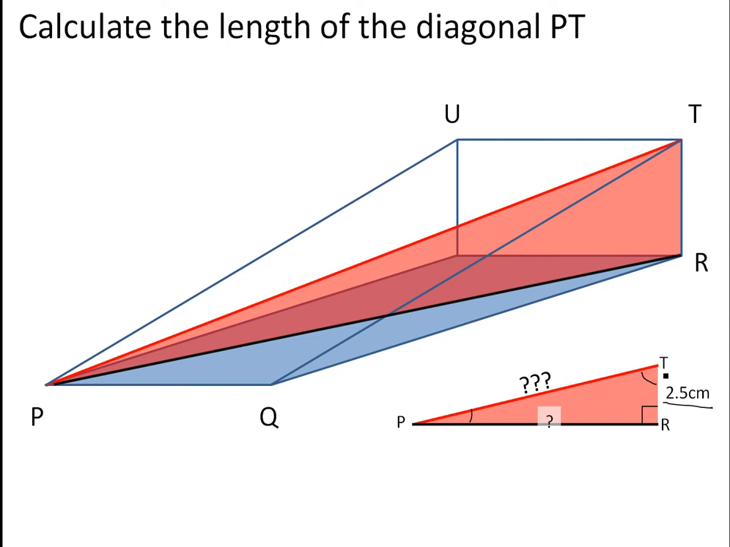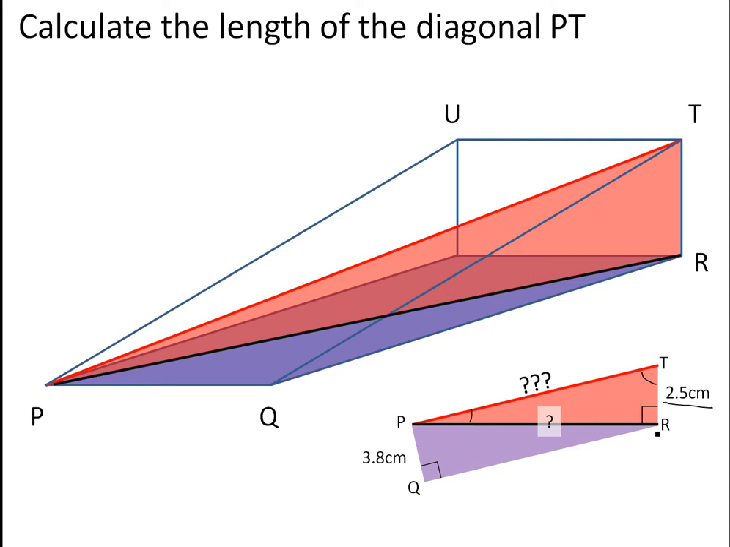However, PR is also part of another right angled triangle. It's the hypotenuse of triangle PQR. And what information do I have about PQR? Well, all I know at this point is that PQ is 3.8 centimeters. That's still not enough to help me find PR.